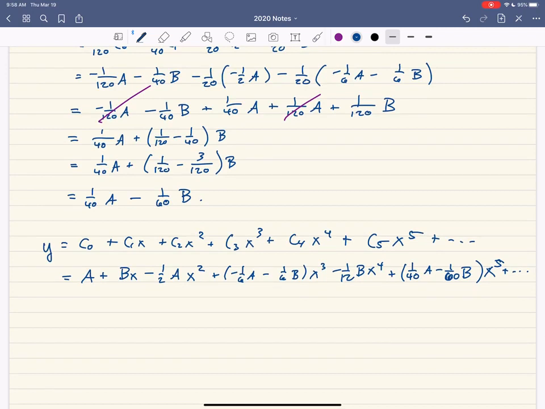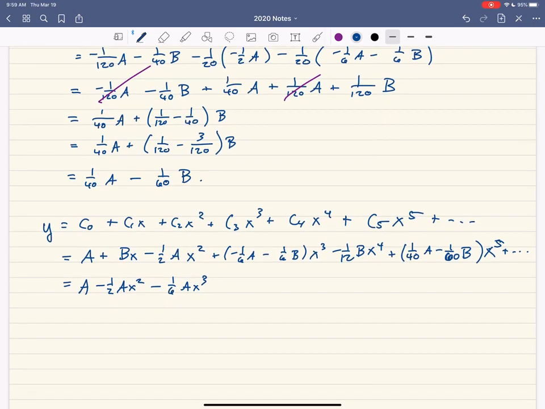And so now we're going to do the usual thing where we factor out the a's and factor out the b's. The one thing that's going to be new is that now we're going to have a's and b's that might possibly have the same power, but everything is fine. So let's just get all the a's out. We have a minus 1/2 ax squared minus 1/6ax cubed. There's no a in the x to the fourth term, so we're going to have plus 1/40 ax to the fifth, and so on. And for the b terms, we're going to have bx minus 1/6 bx cubed minus 1/12 bx to the fourth minus 1/60 bx to the fifth, and so on.